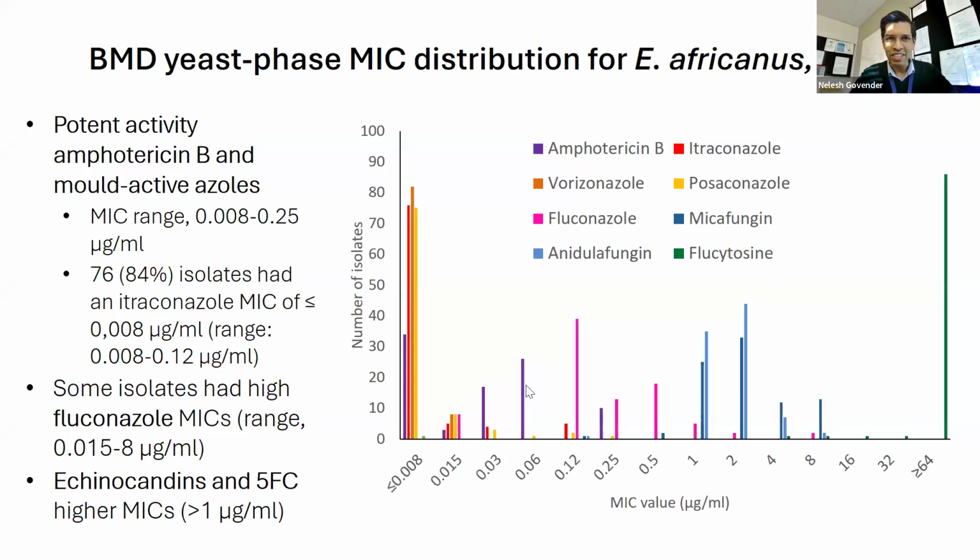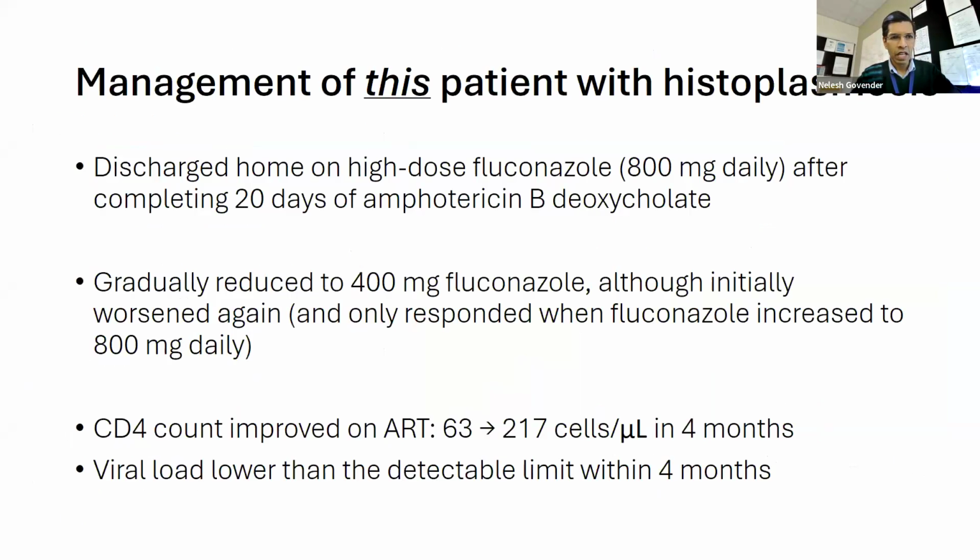Must be honest, I'm not certain where I got cut off, but I'll just say that Cindy Way essentially found potent activity against amphotericin B, the mold active azoles, but not fluconazole and certainly not echinocandins and flucytosine. So in terms of this patient's management, he was discharged on high-dose fluconazole because I don't think itraconazole was available at the time after completing 20 days of deoxycholate amphotericin B.